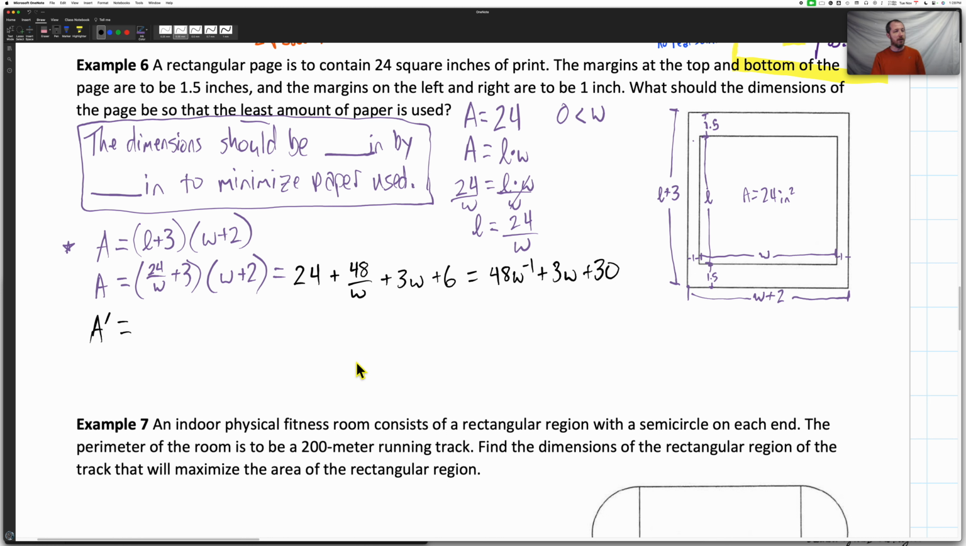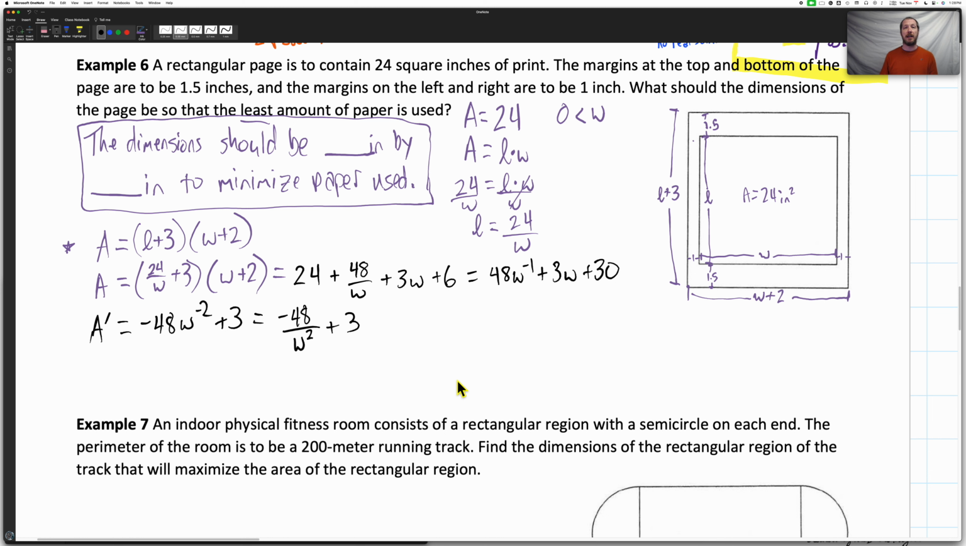So now let's take the derivative of our optimization equation. We've got negative 1 times 48 times W to the negative 2 power plus 3, and then derivative of a constant is 0. So here is our derivative. I'm going to go ahead and rewrite that with a positive exponent.